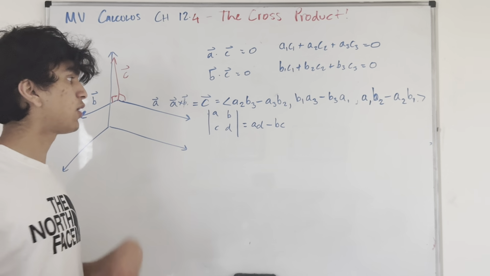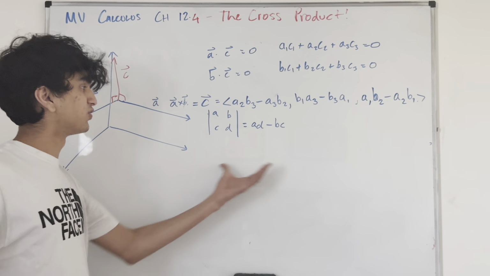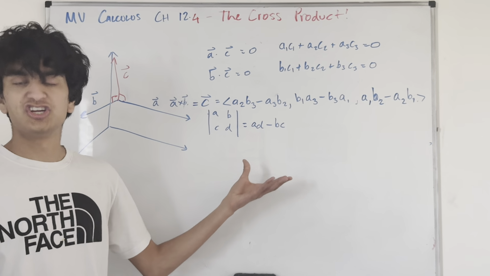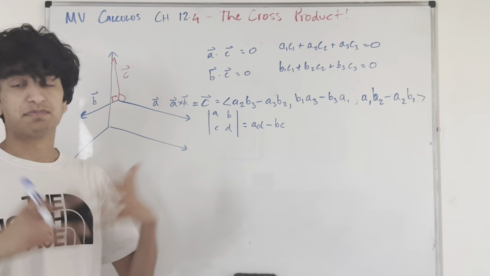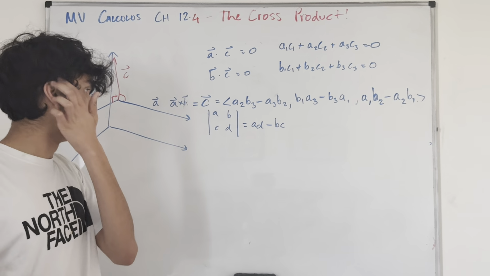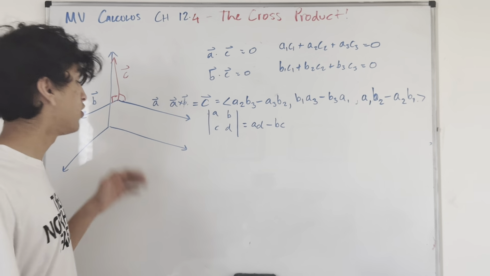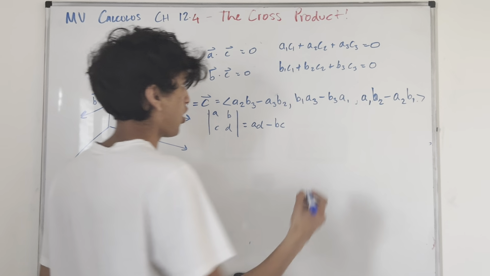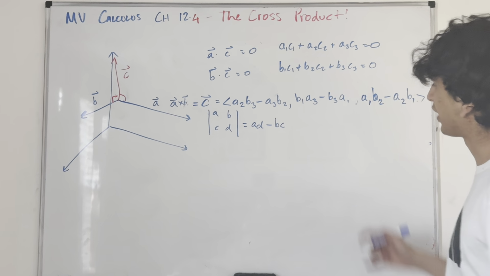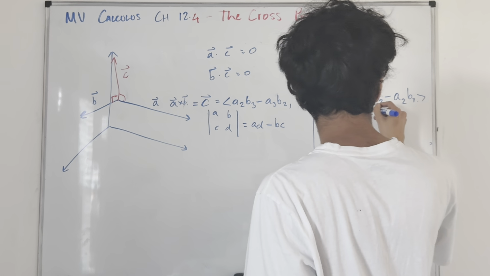Why is it defined like that? Why is this a useful definition? I don't know. I'm guessing it's a linear algebra thing, and I don't know linear algebra at all. But this is a determinant of order 2. I can take determinants of order 3.